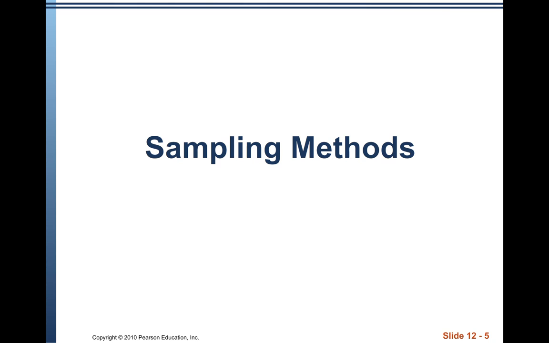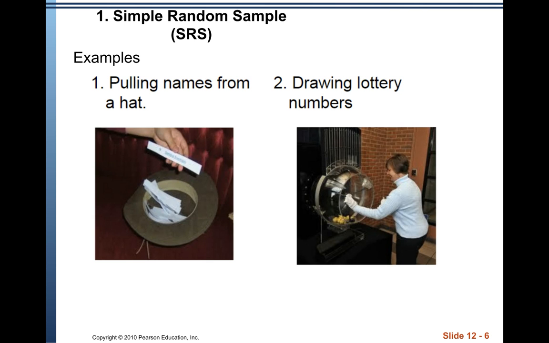I'm going to go through each of the methods one by one and explain what they mean. So the first one is what we call a simple random sample. And that's kind of self-explanatory. A simple random sample would be as simple as closing your eyes, pulling a name from a hat, or drawing lottery numbers, or rolling dice, or anything that is truly random.